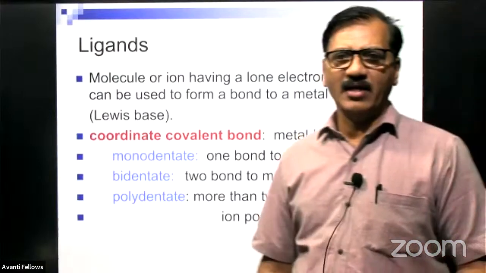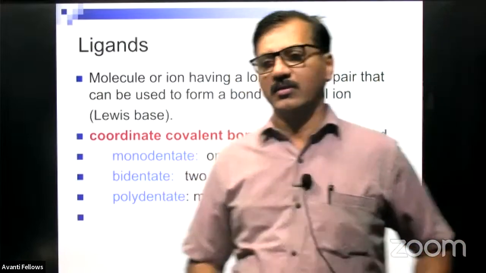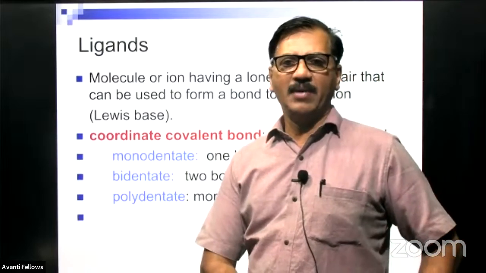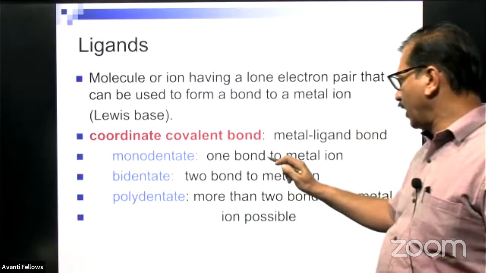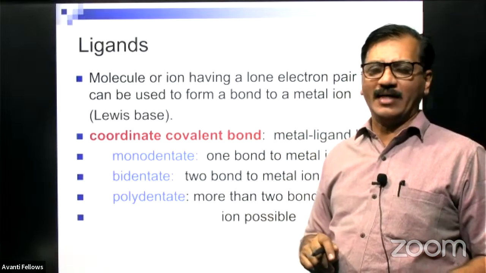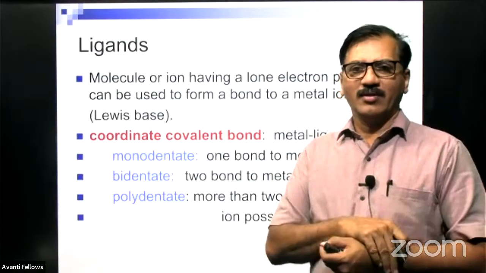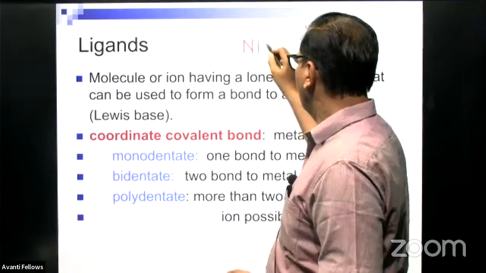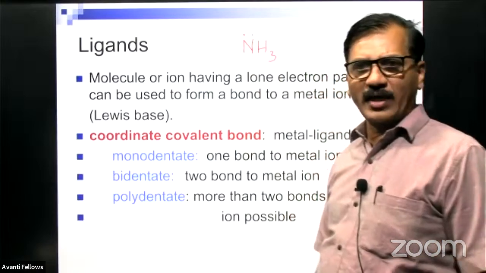Now, what are ligands? Ligands may be negatively charged or neutral species. They have the ability to give a pair of electrons, right? If a ligand can give one pair of electrons, then it is a monodentate ligand. And if a ligand can give two, then it is called a bidentate ligand. NH3 is a monodentate ligand because nitrogen contains a pair of electrons to donate.